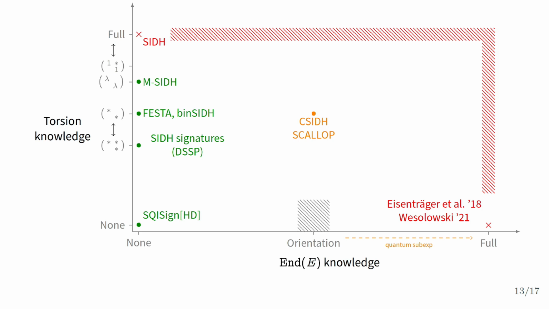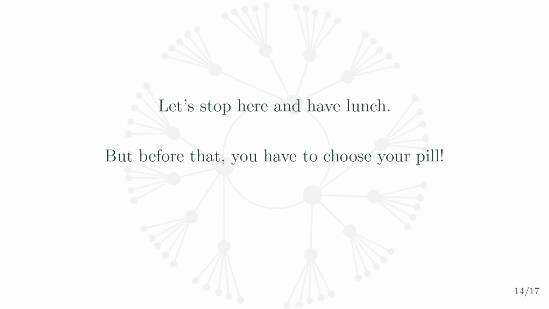When you use orientations, you have a sub-exponential quantum attack, but you can increase the parameter to have secure protocols. Then there are these between none and full that are secure, as we know today, but maybe future work would help us to better understand these problems. So I think with this, we can stop here and go for lunch.